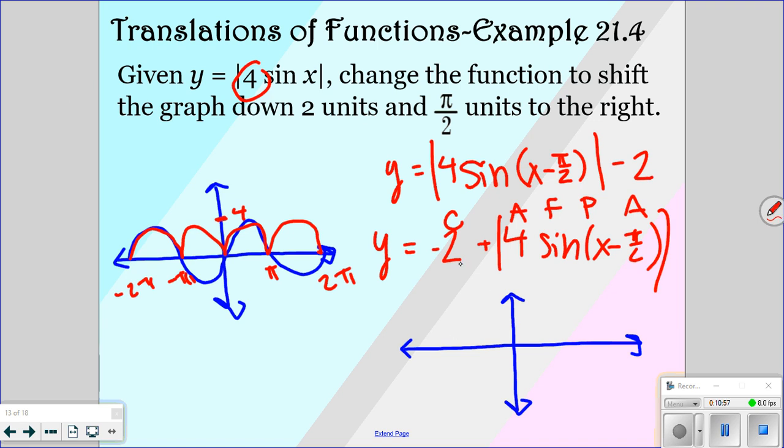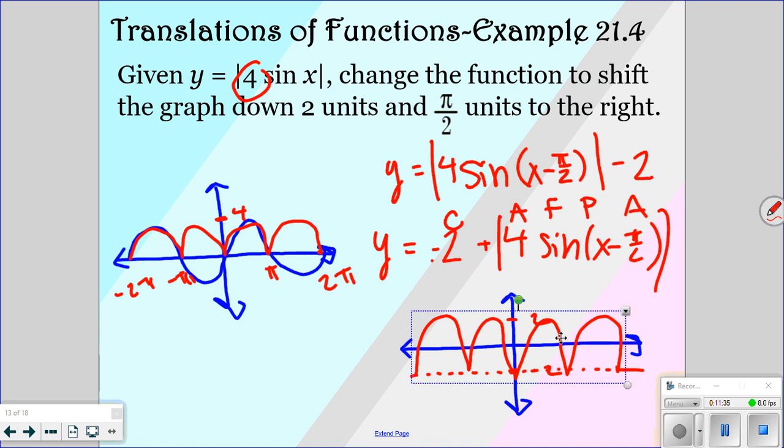So if we graph it, you're going to have a center line of negative 2. So instead of starting at 0, it's going to start at negative 2 here. And then it's still going to go up 4, so it's going to go up to positive 2 instead of 4. So it's going to do the same thing. Make your little humps. And so that would be if it were just negative 2 plus 4 sine of x. But what happened here? It gets shifted to the right by pi over 2.